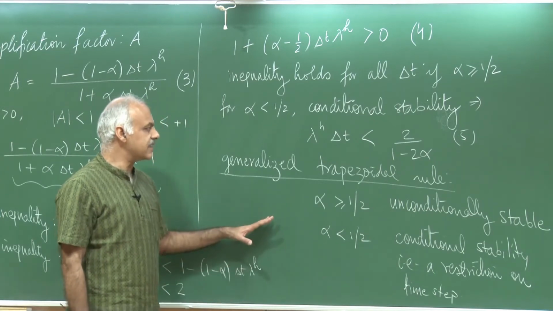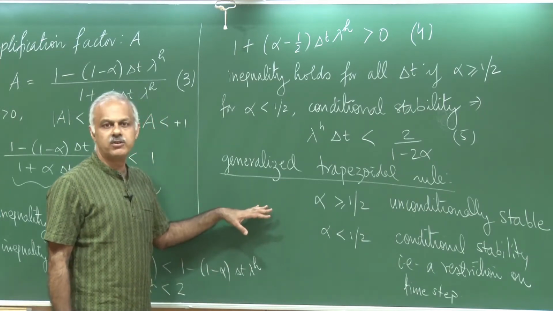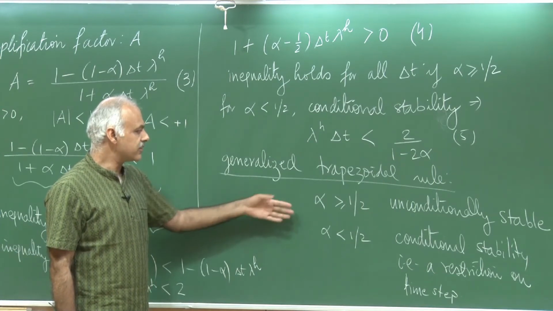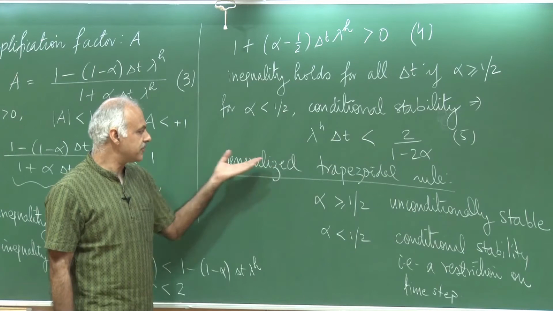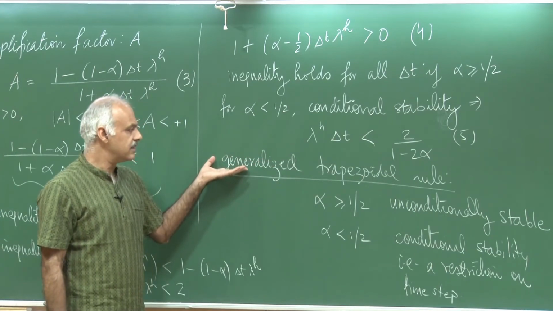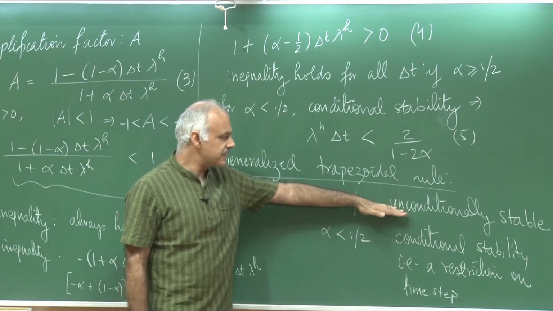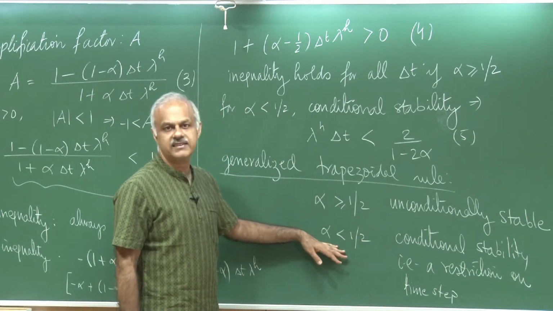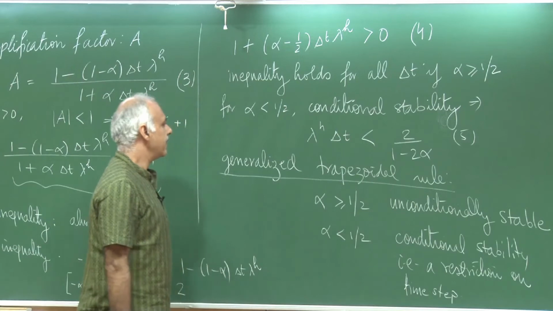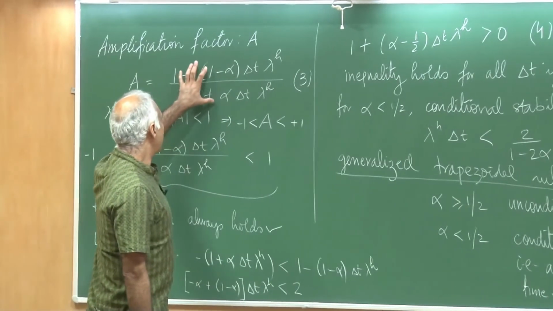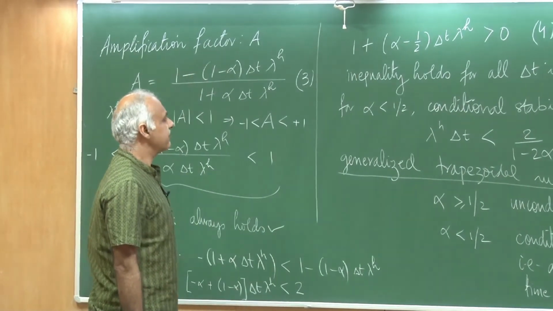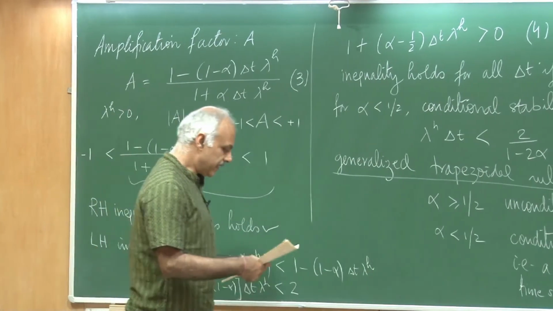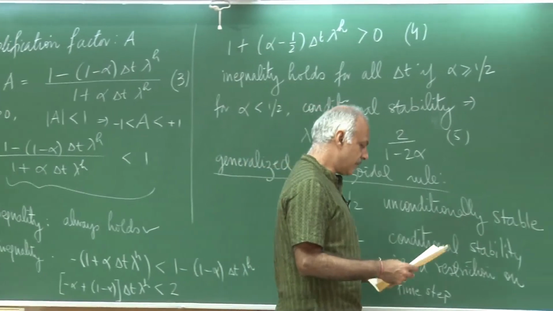So I hope the intent is very clear. We are talking about the stability of a time integration scheme, and for certain parameters very specific to the generalized trapezoidal rule, there is no restriction on stability, and for certain range there is a restriction. It would be a good idea to look at the amplification factor for different values of alpha. So let me draw this for you, it will give you some appreciation.